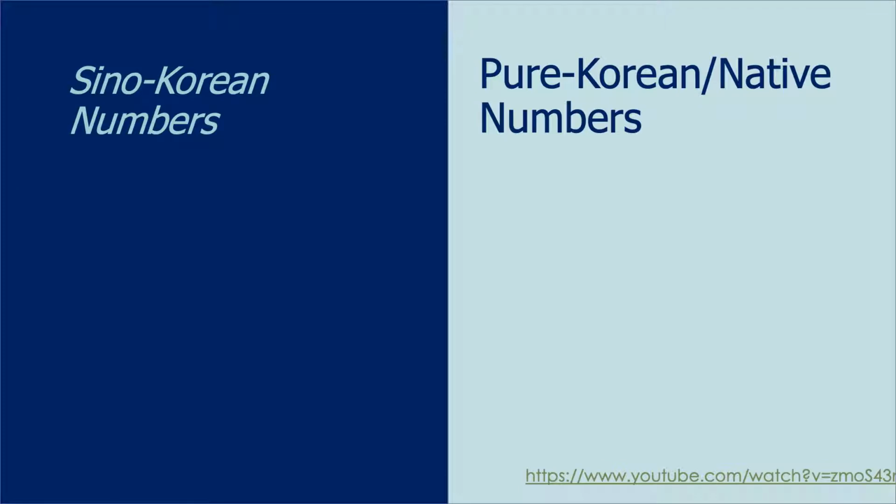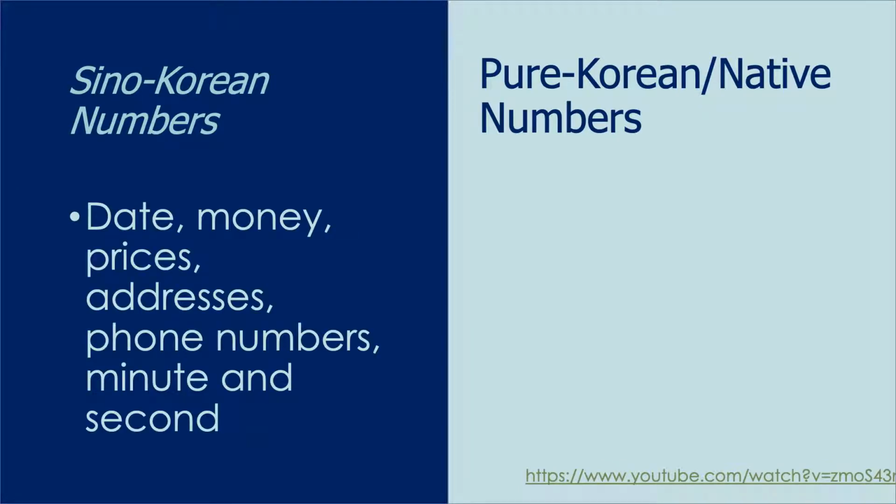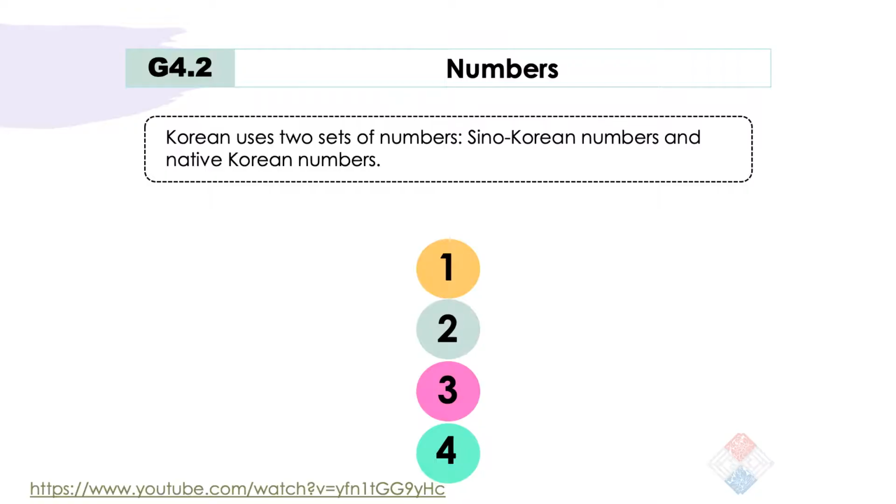So there are two systems in Korean numbers, Sino-Korean numbers and pure Korean or native Korean numbers. Sino-Korean numbers are used for date, money, prices, addresses, phone numbers, minute, and second. Pure Korean numbers are used for counting ages and hour.